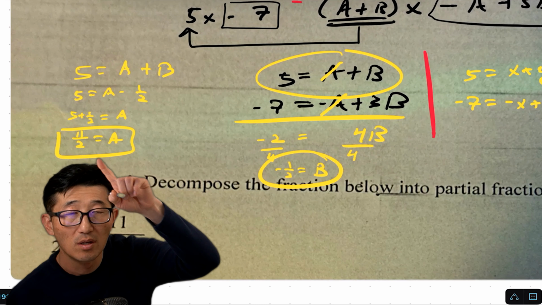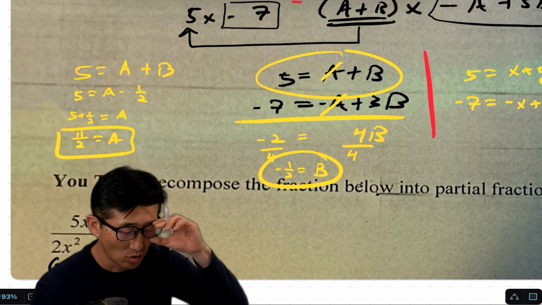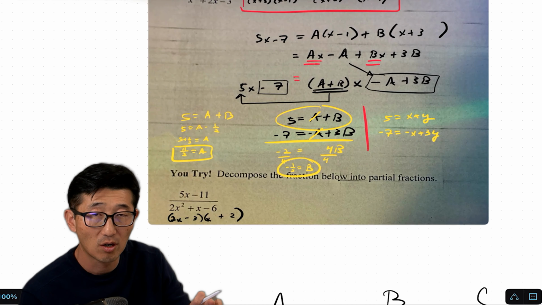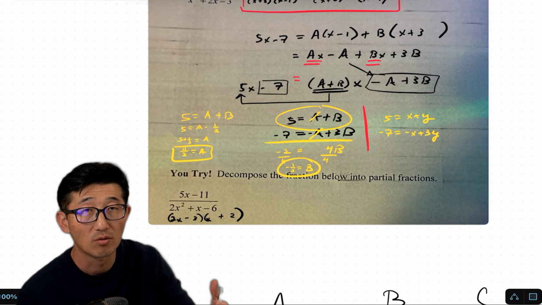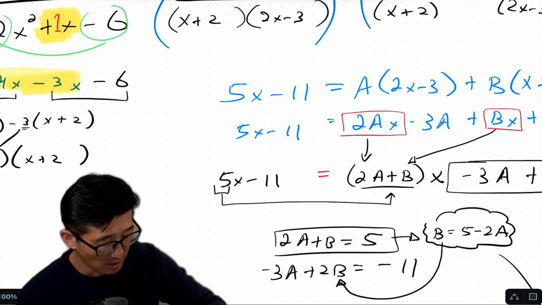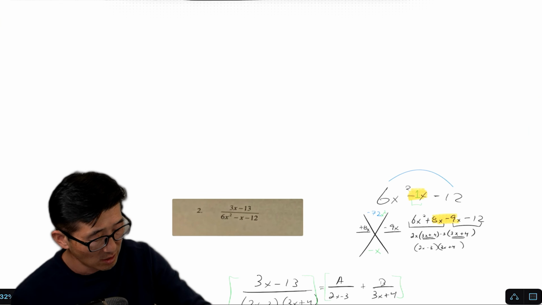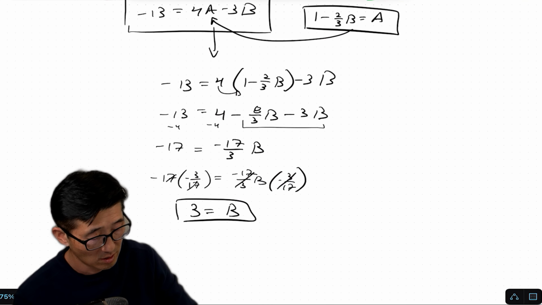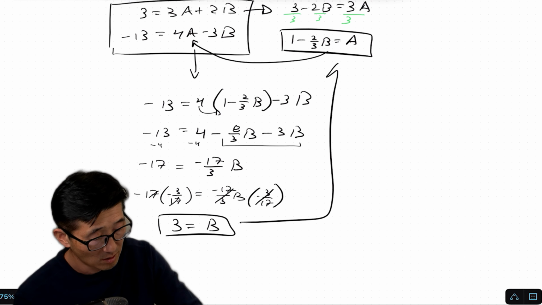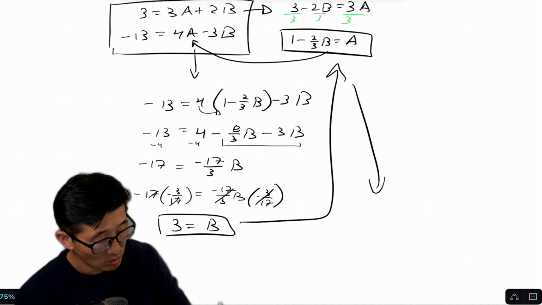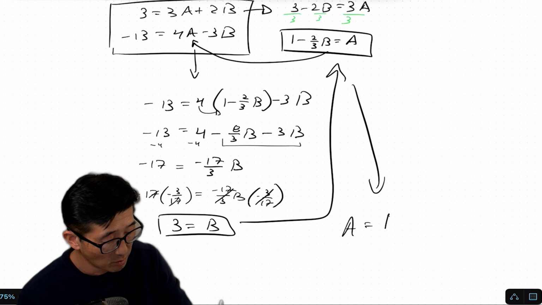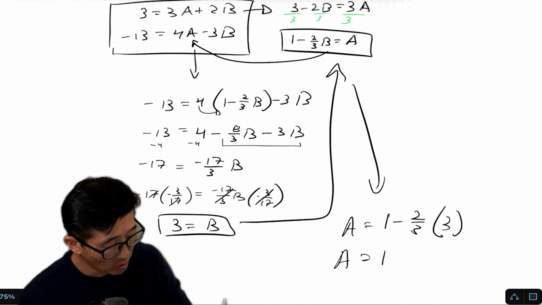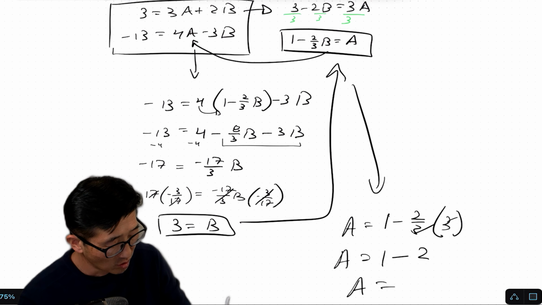Oh shoot, yeah. So I can redo this one, but it seems like your teacher is choosing problems that are going to yield whole numbers. I don't know what my teacher does. There's no consistency. Okay, so a would equal 1 minus 2/3 times 3. So a is equal to 1 minus 2, so a is equal to negative 1.